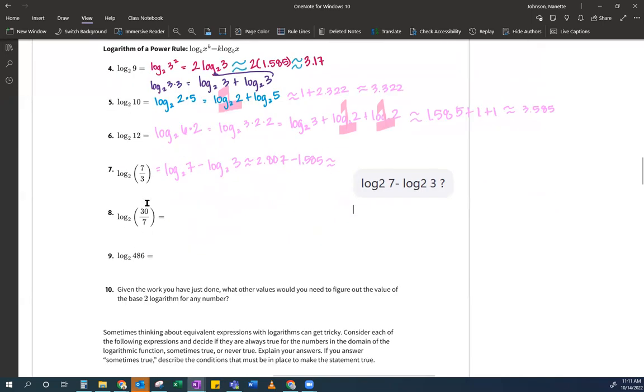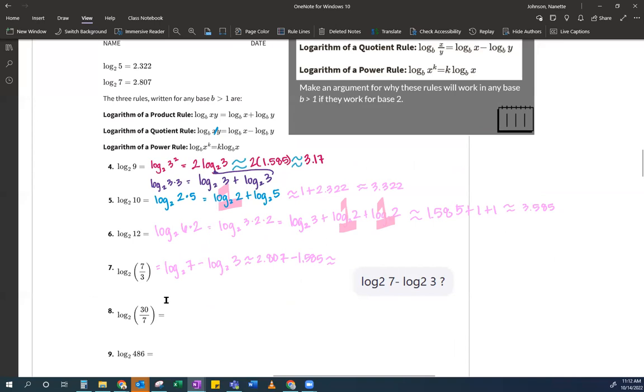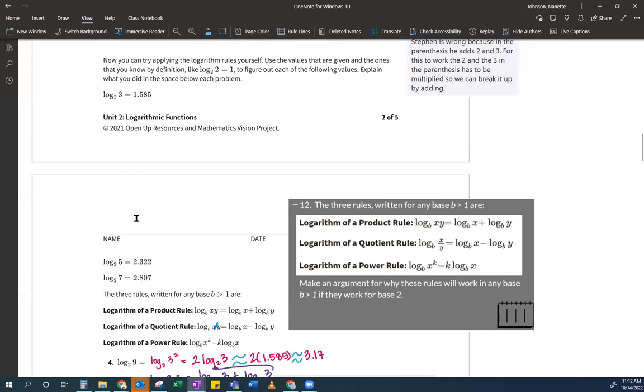What about this one? I need to build a 30 divided by 7. Now 7, that's straightforward. I see it. But how do I get a 30? How do I get a 30 from 3, 5, and 7? Yeah, 5 times 6. Very good.